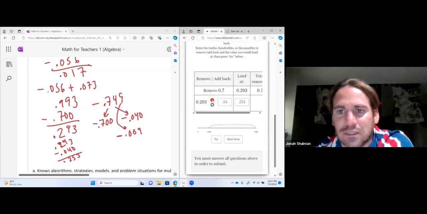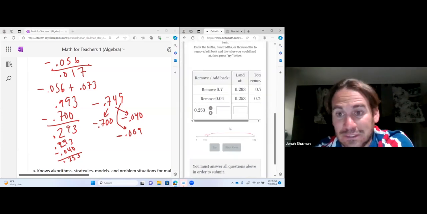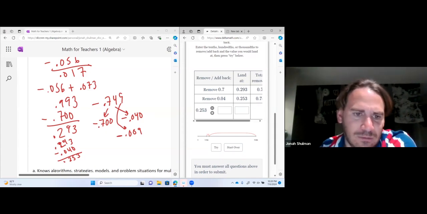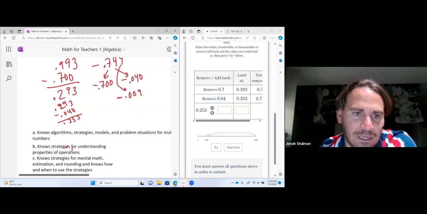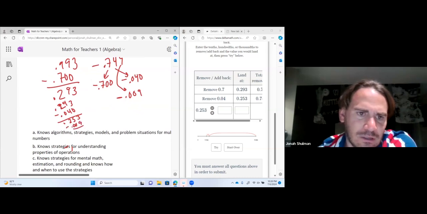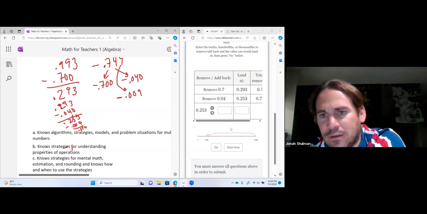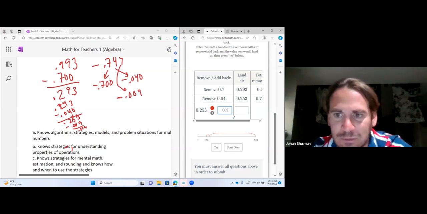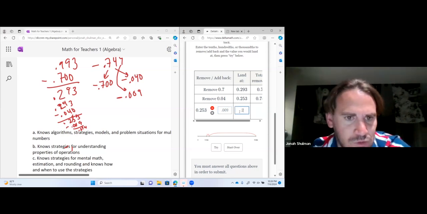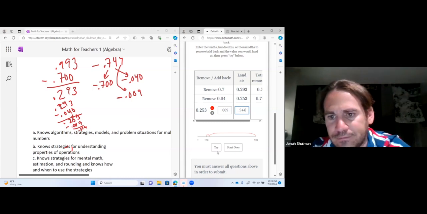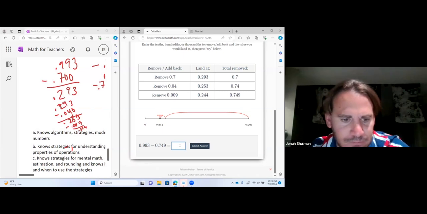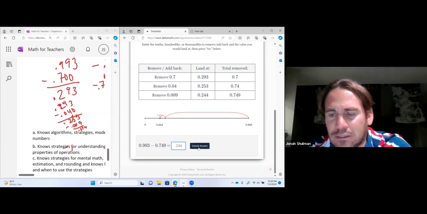Oh, I didn't select the minus sign. Oh my God. Thought I made a mistake. And then finally, we're going to subtract the 0.009 from this. So we have minus 0.009. So that's 4, 3, so that's 4.244. So we're going to subtract 0.009 because that's the last piece. We're left with 0.244. That's the answer. Got it. I got it.